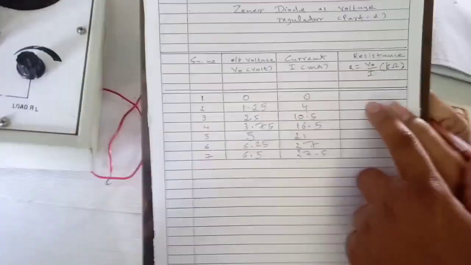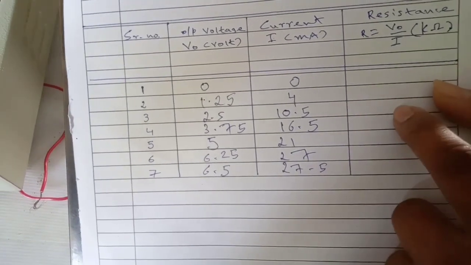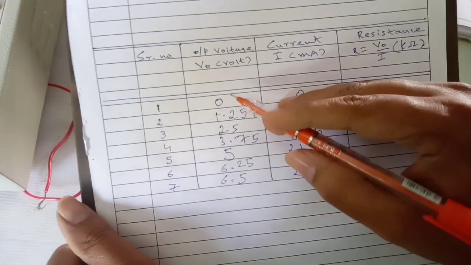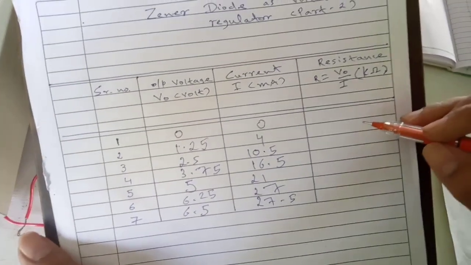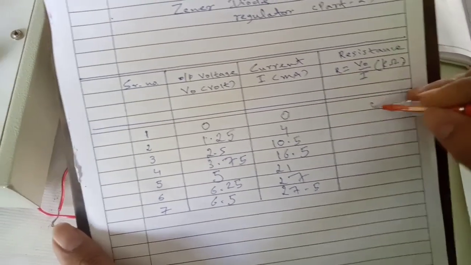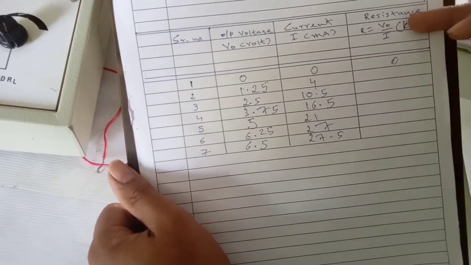Okay, now by making the ratio of output voltage by current, I will be able to find the resistance. So 0 by 0 will be 0 ohm resistance. 1.25 divided by 4, it should be noted.